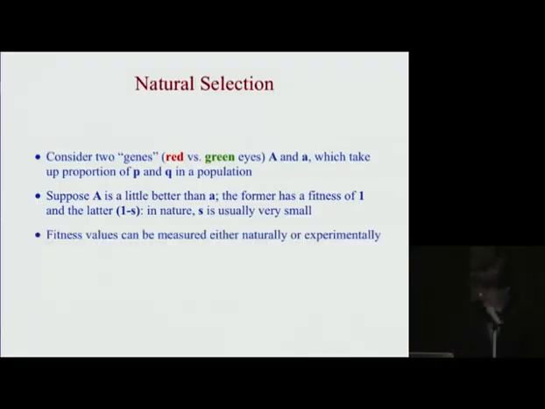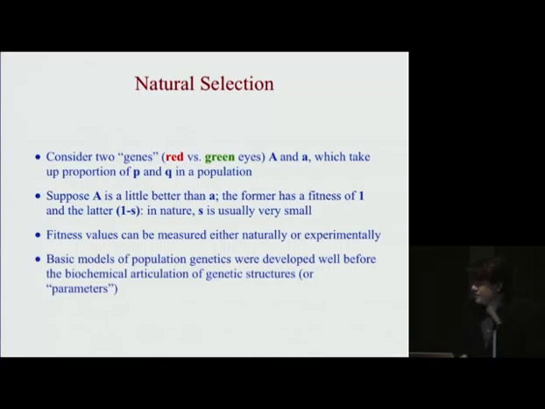And then you basically develop the model of change mathematically. It's very interesting that these models were developed well before we understood anything about the genetic structure, because we were talking about genes in very abstract terms, and it worked. I think by the same token, we can actually talk about parameters abstractly and still get the models to work, even though we may not know exactly what those parameters actually are.